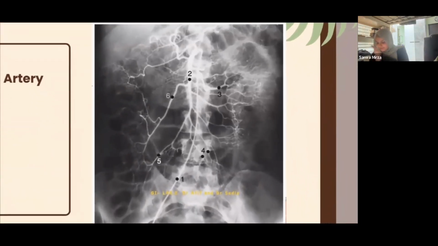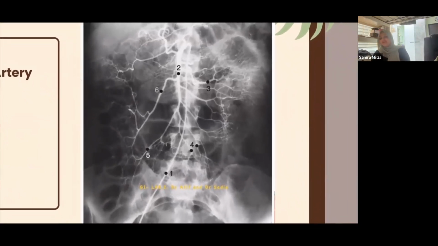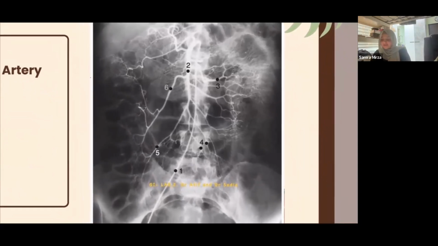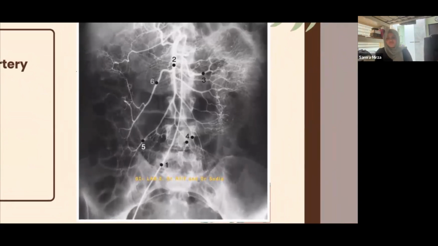Can someone tell me which one from 3 or 4 or 6 is the jejunal branch of the superior mesenteric artery? Okay, and what is 6? What is artery number 6? Right colic. Very nice. And can someone tell me what is artery number 2?